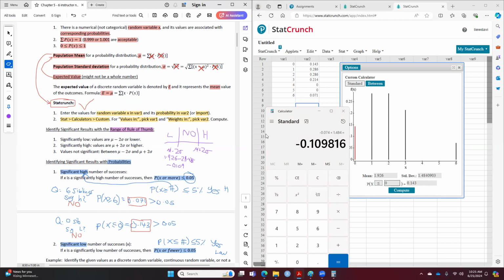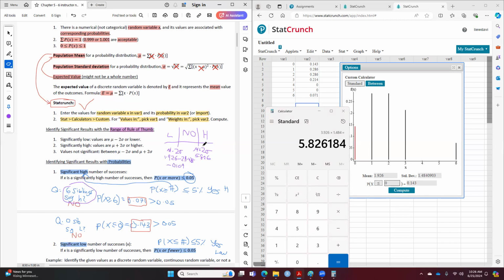And then if you go for the high end, 1.926 plus 2 times 1.484. So this is 5 point something, 5.826. Okay. So the question says, is having 6 significantly high?